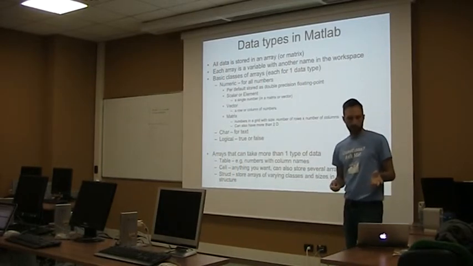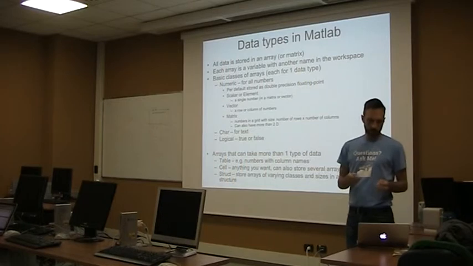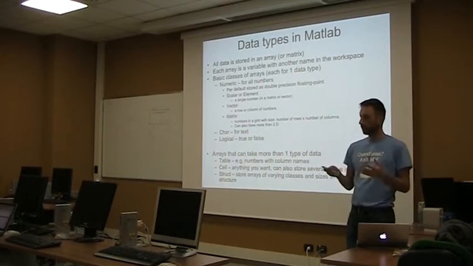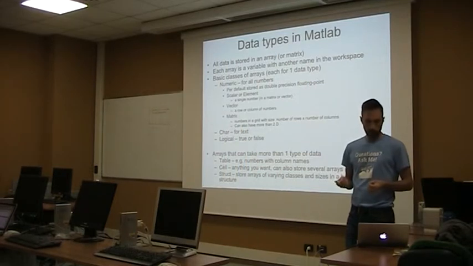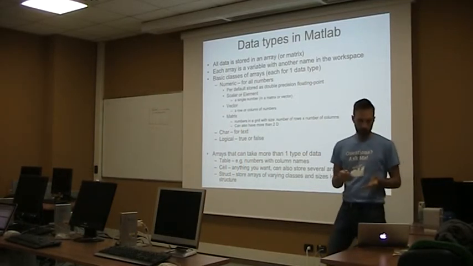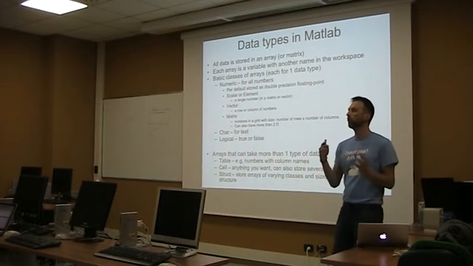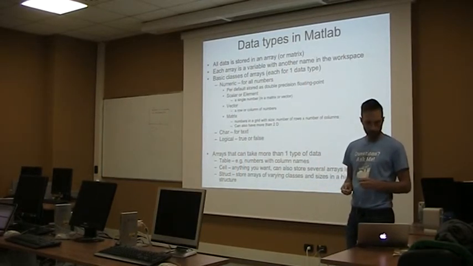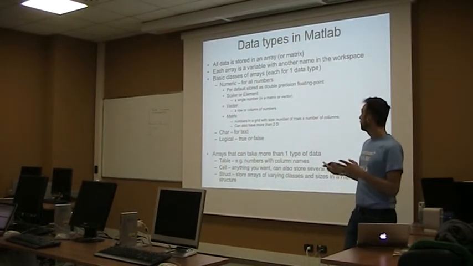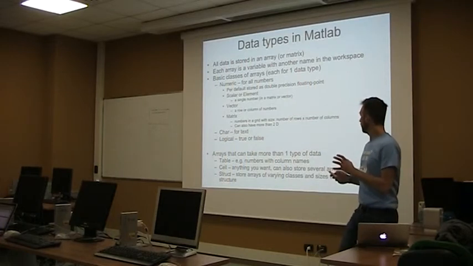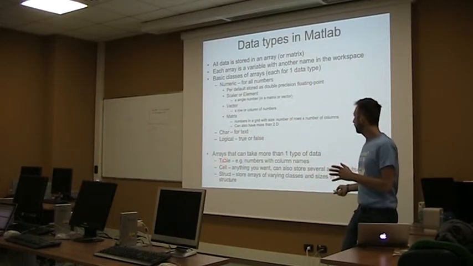We then have arrays which are of type char. They are basically text strings. And then we have logical arrays which tell you if something is true or false. Okay, these are the ones which only take one type of data. Then there are those who take several types of data.